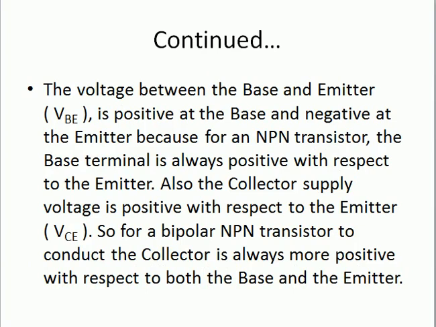Here is the summary of what I have told earlier. The voltage between base and emitter, VBE, is positive at the base and negative at the emitter, because for an NPN transistor the base terminal is always positive with respect to the emitter. Also the collector supply voltage VCE is positive with respect to the emitter. So for a bipolar NPN transistor to conduct, the collector is always more positive with respect to both the base and the emitter. And one thing more: it must be positive because we are taking the output at the collector terminal.